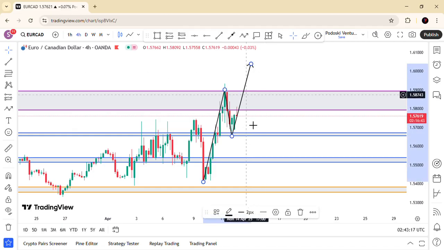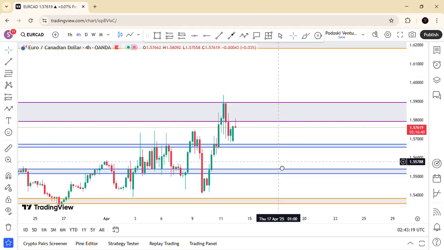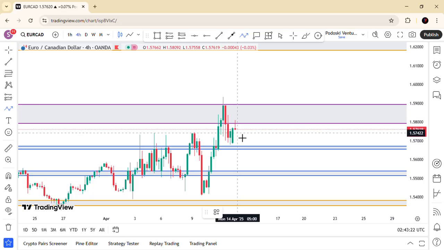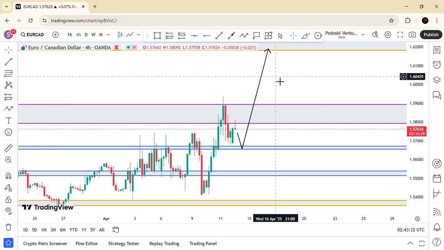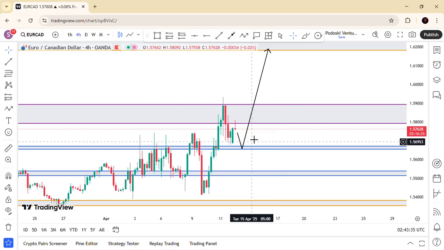What we are just waiting for is price to drop to this zone, tap into the zone, and give a candle confirmation before we take the buy all the way to the upside on EuroCard.